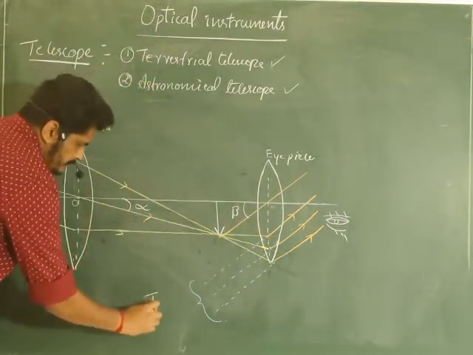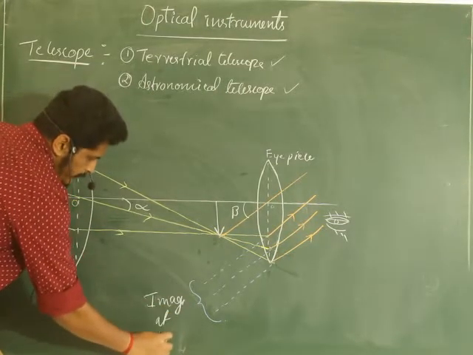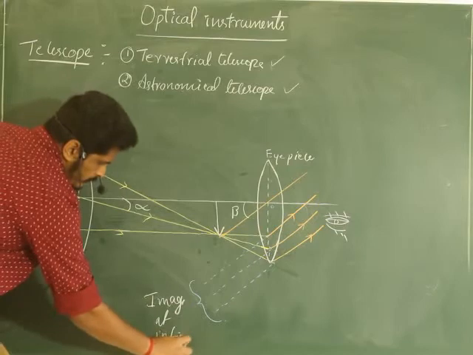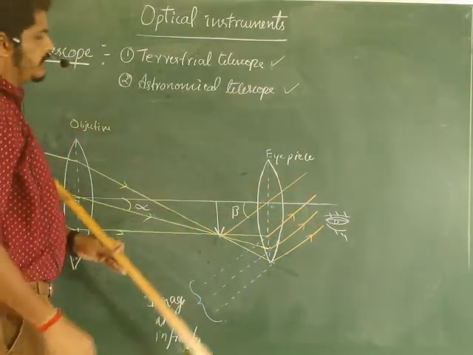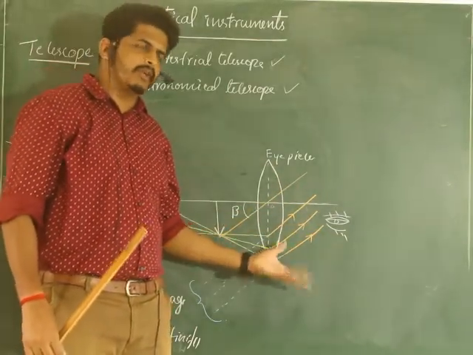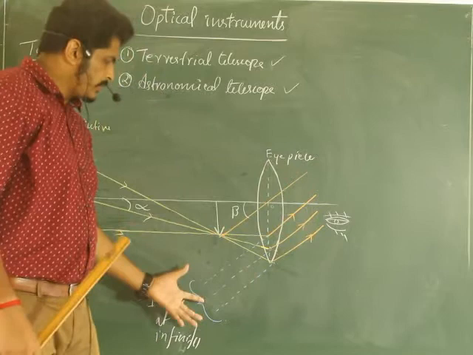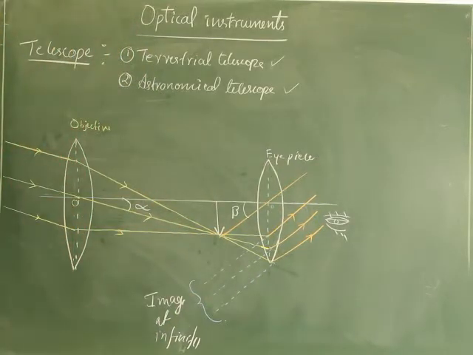Image at infinity, because parallel rays of light won't meet anywhere. So of course, when they don't meet anywhere, it is not possible to form what? Image. So it looks like what? Coming from infinity. That is the technique behind this particular astronomical telescope. So we can see the image.